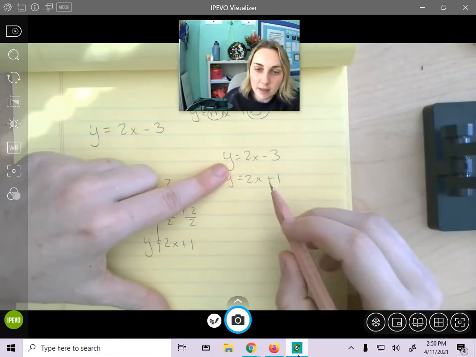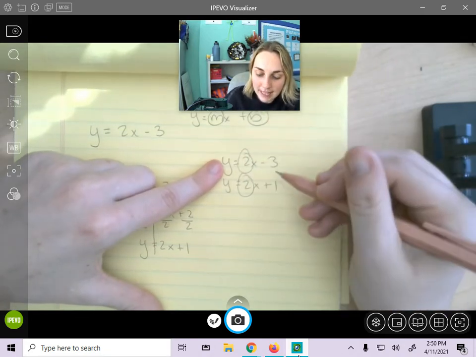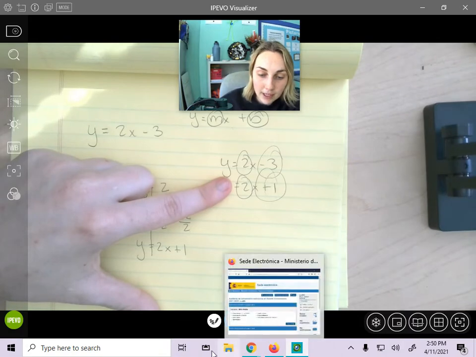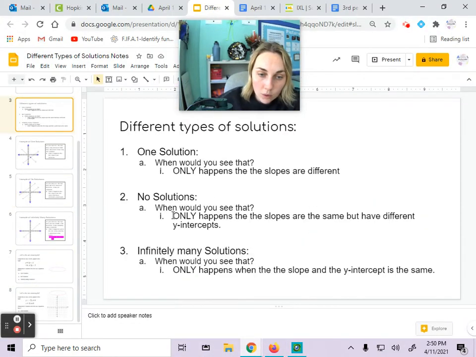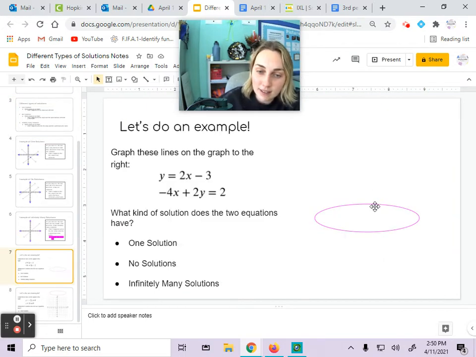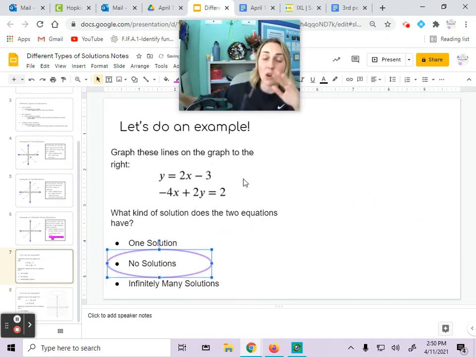All right, so now I'm going to match these up. As we can see, these both have the same slope, but they have two different y-intercepts. So this is what this is going to mean. If we go back to our notes, no solutions happens when the slopes are the same, but you have two different y-intercepts. So what that means is this is going to have no solutions. These are going to be parallel lines that are going to go on forever. They're never going to touch each other.